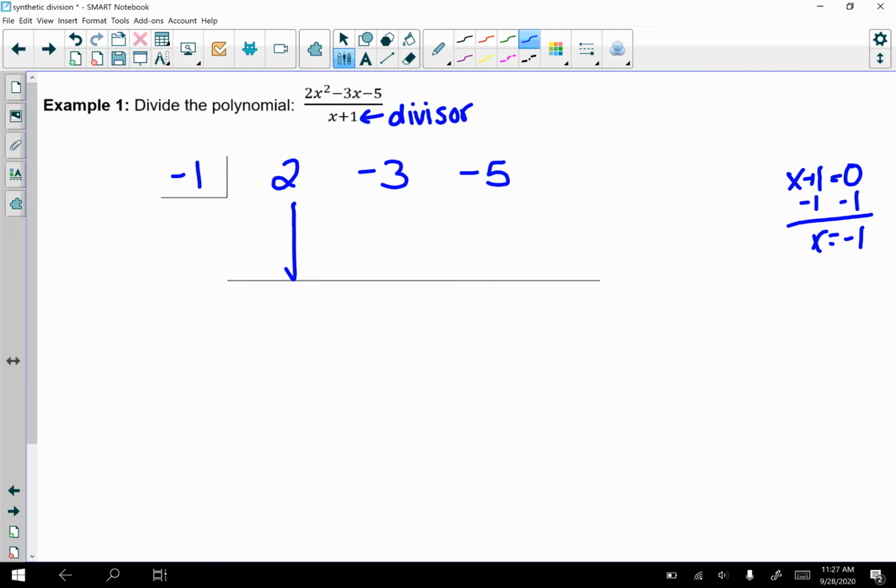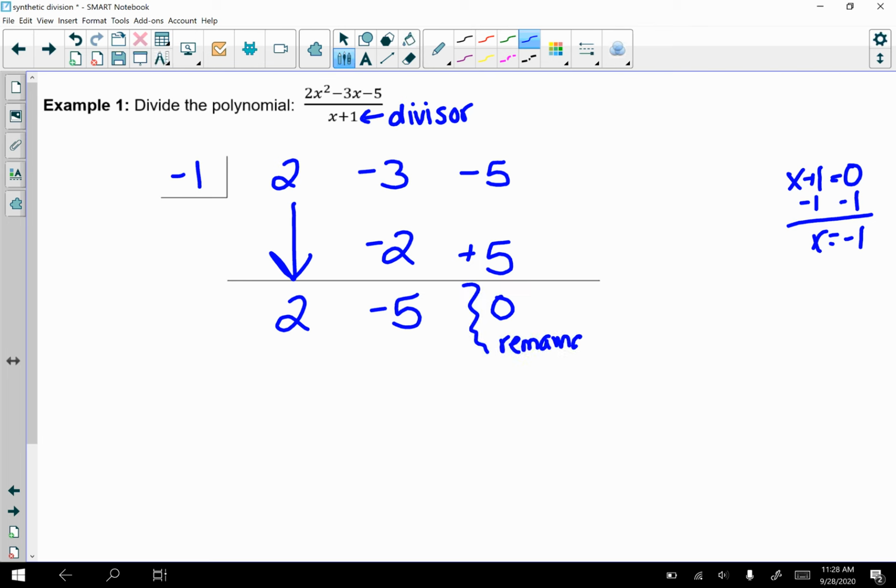I'm going to bring down my first term, and then we're going to multiply. 2 times negative 1 is negative 2. I'm going to put that there. We're going to add. Negative 3 plus negative 2 is negative 5. Now I'm going to multiply. Negative 5 times negative 1 is a positive 5. Now I'm going to add. I get 0. The last number is always your remainder.